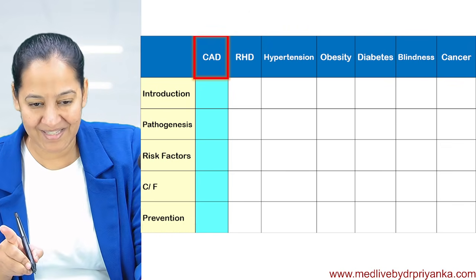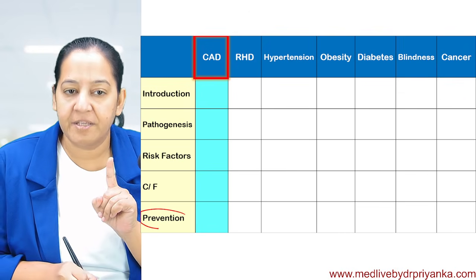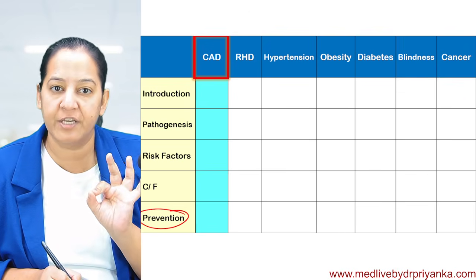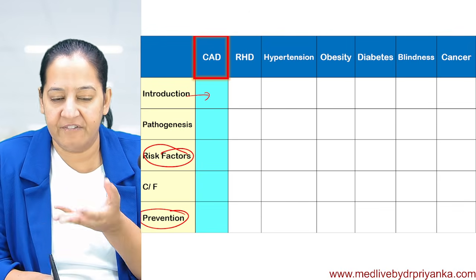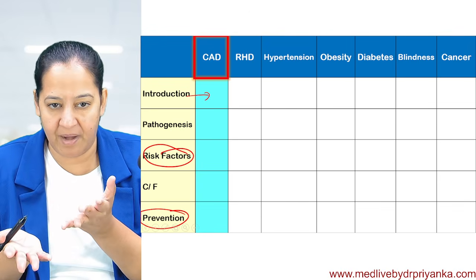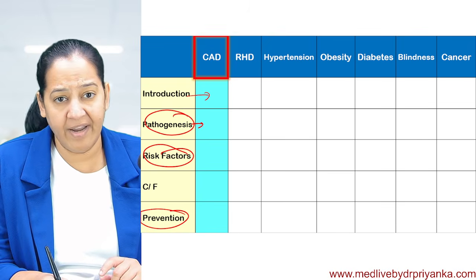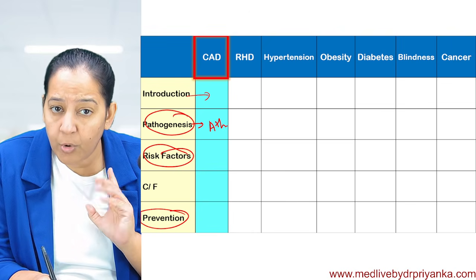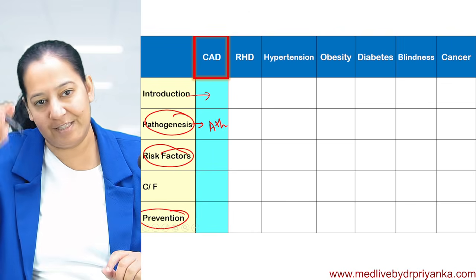So if it is coming as a long question, you are well prepared how to write your answer. Don't forget to write the prevention. That is the most important thing in the university exam. You have to write the risk factors and prevention. In the introduction, you write down the definition. It's an imbalance between demand and supply. Explain the demand, explain the supply. In the pathogenesis, write down that it is due to atherosclerosis in the coronary lumen. How it is converting into thrombus and how it is obstructing, you can explain with a flowchart.